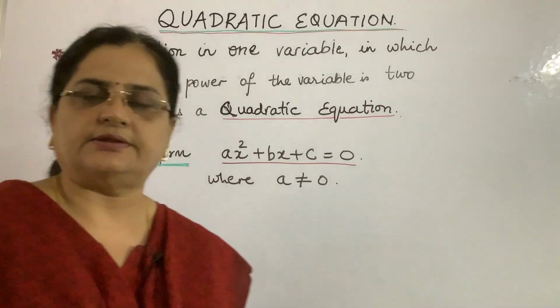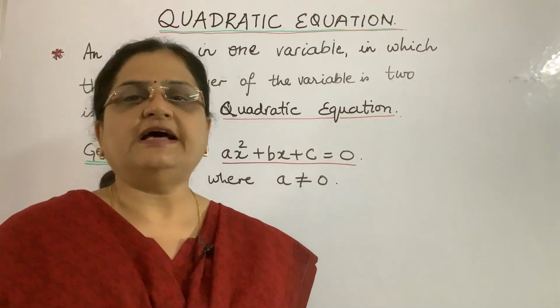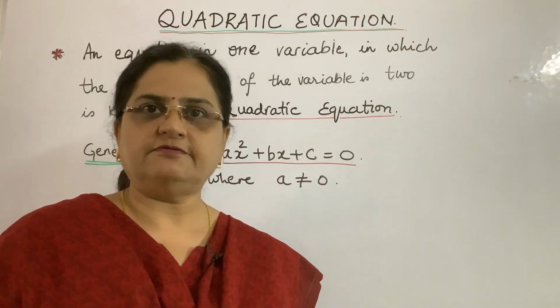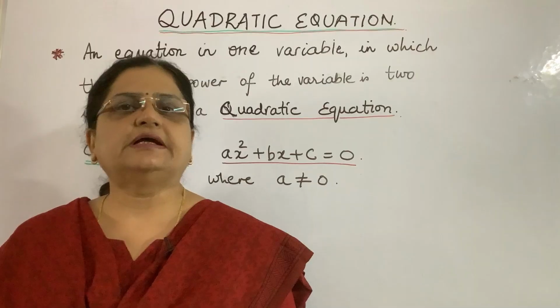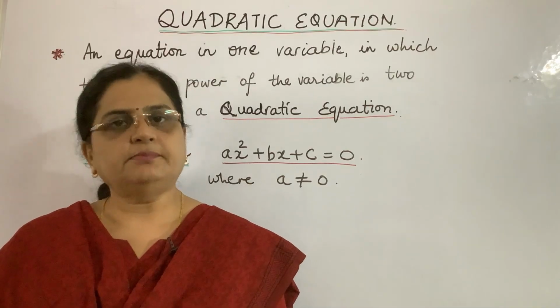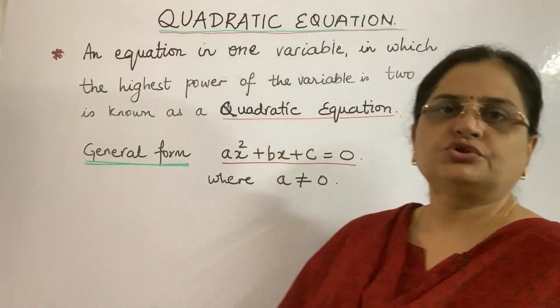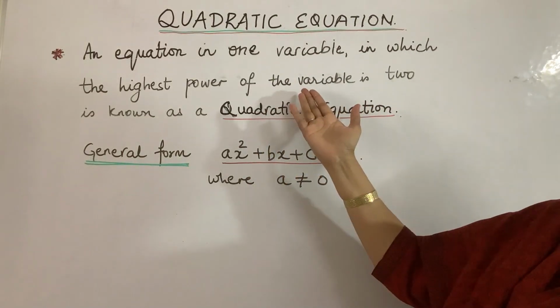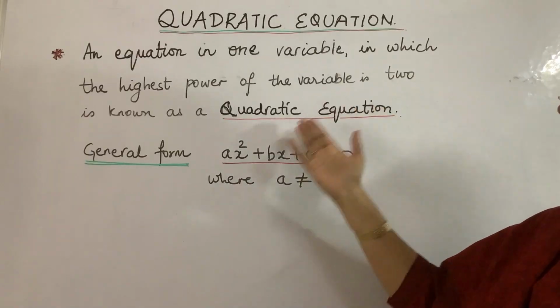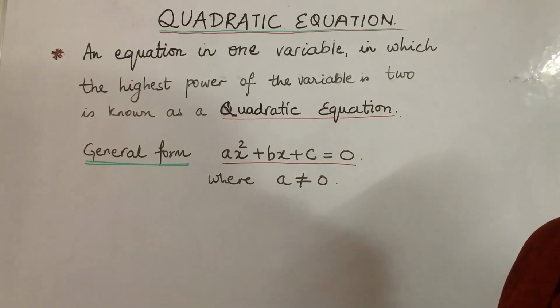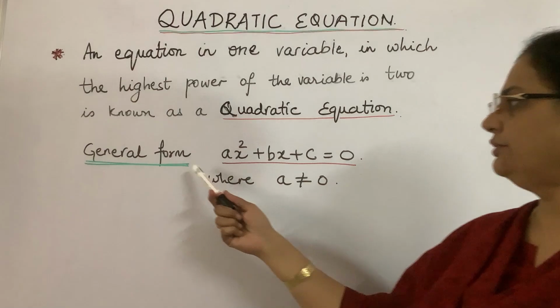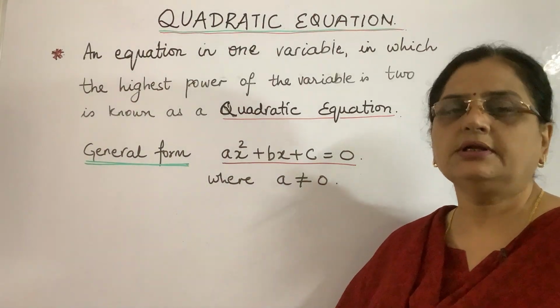quadratic equation. Before this, we have seen that when the power of the variable is 1, it is known as a linear equation. When the power of the variable is 3, it is known as a cubic equation. So in this lesson, we will talk about when the power of the variable is 2, it is known as a quadratic equation.